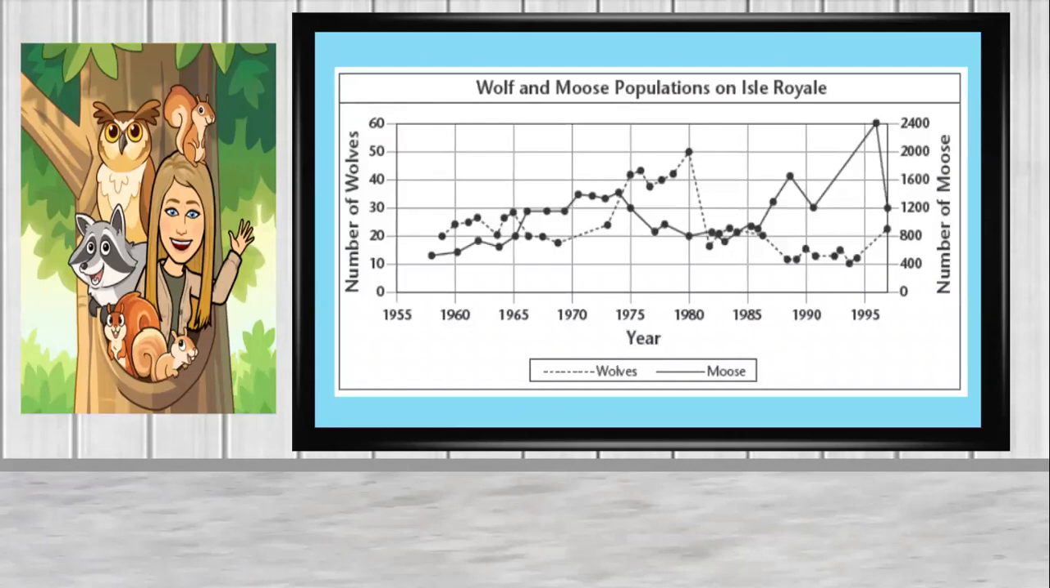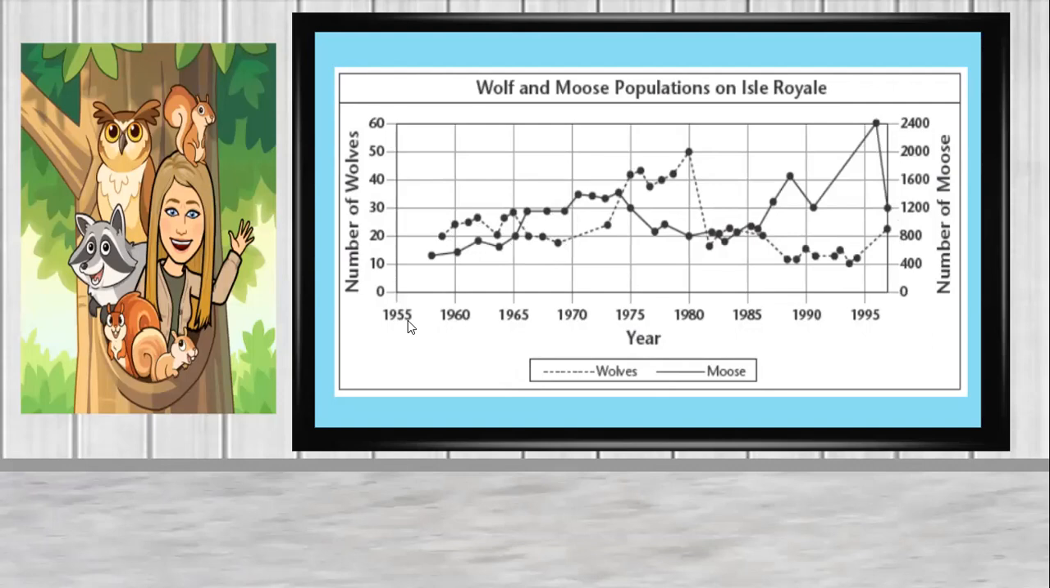So here's an example of a wolf and moose population. You can see on the y-axis here we have the number of wolves, which goes from 0 to 60, and on the x-axis we have the year span from 1955 to 1995. Over here is another y-axis for the number of moose. You've got to look at our key because we've got two different lines on this graph, two different pieces of data being plotted. We have the wolves and the moose. The wolves are the dotted lines, the moose is the solid lines.